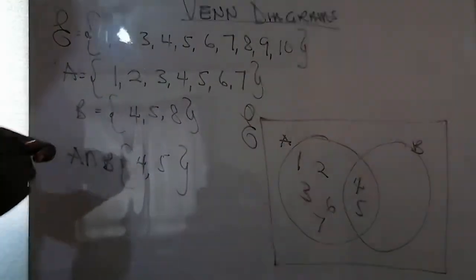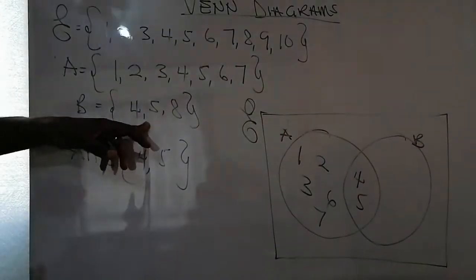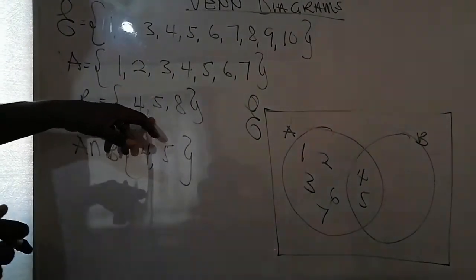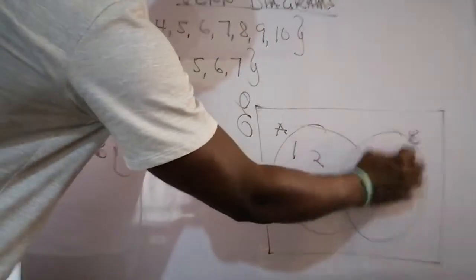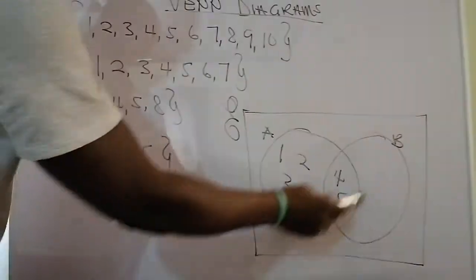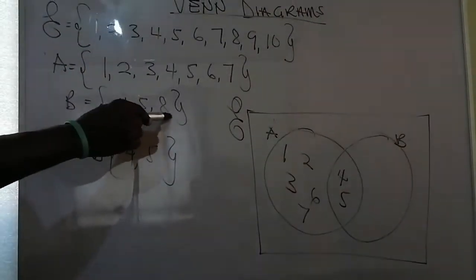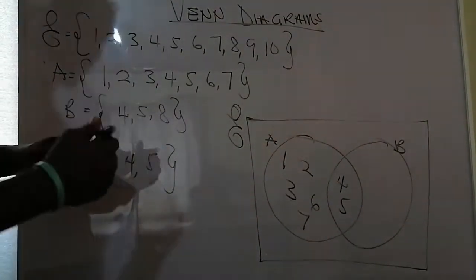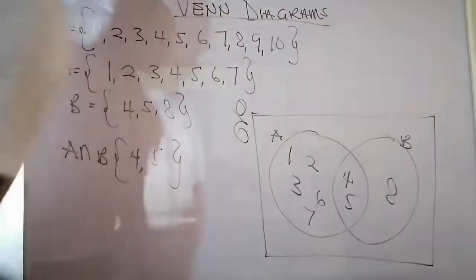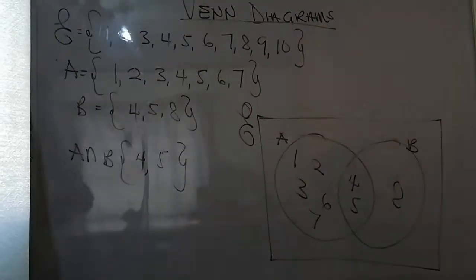And then those that are in set B but are not in set A are in set B only. So you realize that it's just 8 that is in set B and not in set A, so you put it here. So you have your 8 there.